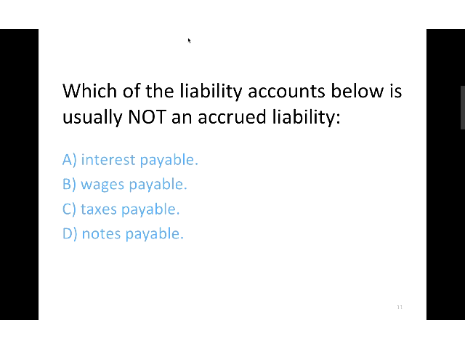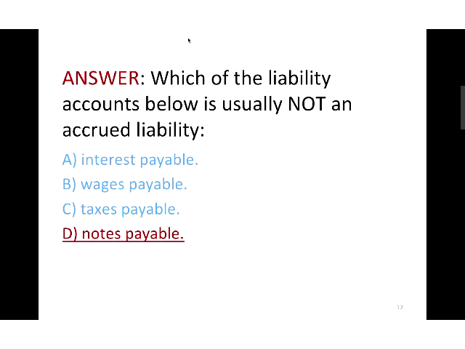So by process of elimination, we're down to D, and D is going to be the answer because notes payable, we go to the bank, we sign a loan agreement, a note, and they give us cash. Cash has changed hands. Notes payable is not an accrued liability. Interest payable on the note payable is, the notes payable itself is not. So the answer was notes payable.